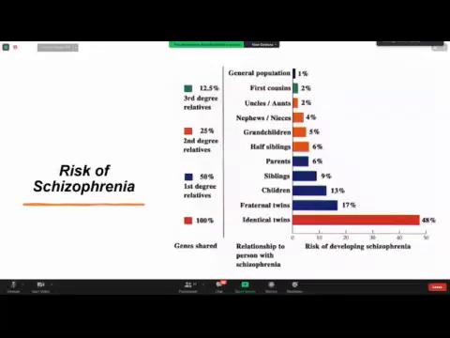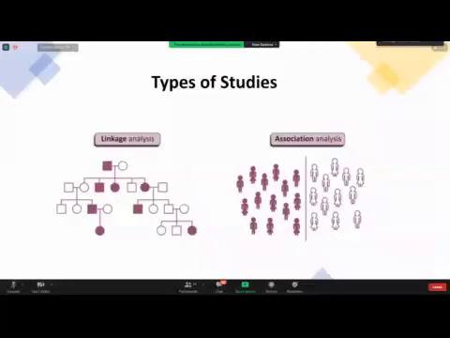So again, in siblings how much, in parents how much, and certainly we know that in the general population there is a 1% risk, but then we know that if you have a first cousin with schizophrenia, you already have a double risk than the normal population, and if you have an uncle or aunt with schizophrenia, you again have double risk than the normal population. So this is the thing.